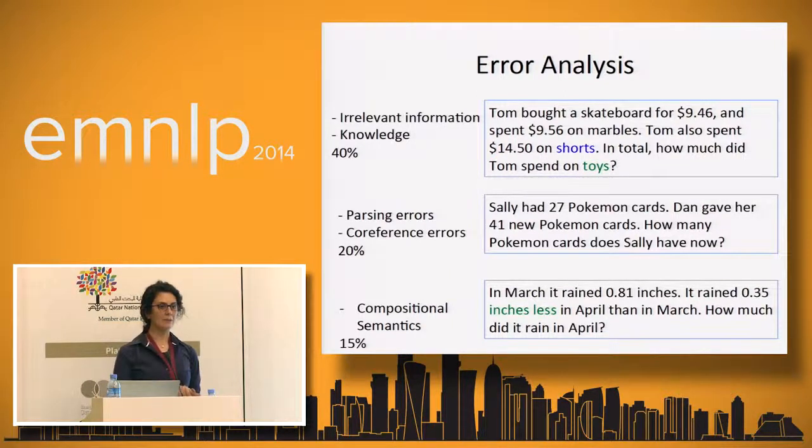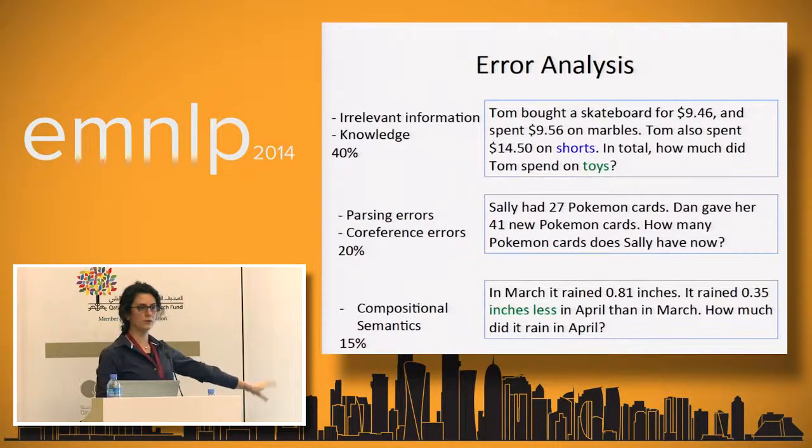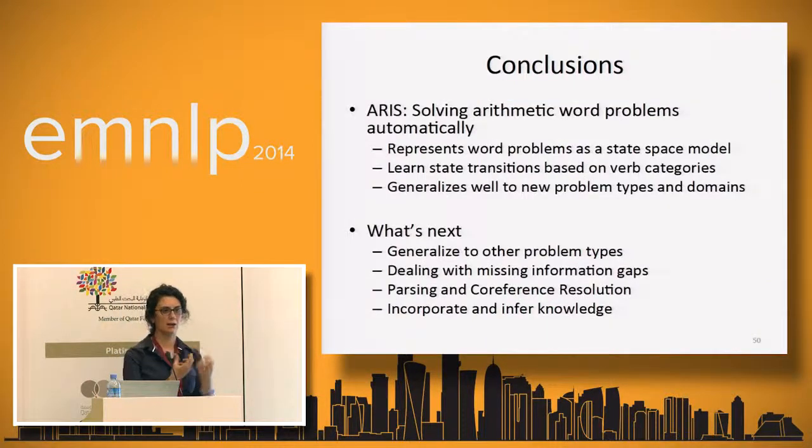Also, our method has been built on top of the current parsing and co-reference resolution systems. So there is a big portion of errors due to parsing issues. Like here, we couldn't do correct co-reference resolution. And also, we have some errors in compositional semantics. Here I show you a simple form, like in March it rained 81 inches, and it rained 35% fewer inches in April than in March. So parsing these types of semantics was also hard.